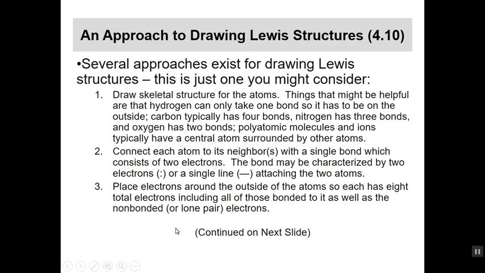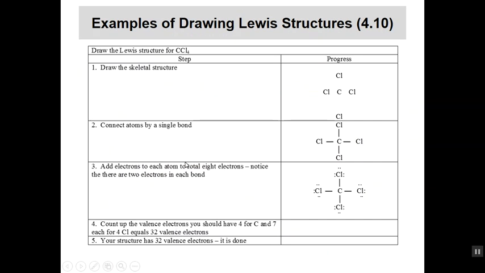So let's take a look over here then. Let's look at it by example. So here's carbon tetrachloride, CCl4. The first step is to draw a structure for it. I draw a carbon in the middle because he's kind of the oddball. Chlorine, chlorine, chlorine, and chlorine around it. And I'm going to connect those atoms with what we call a single bond. It's two electrons, okay? So a single bond has two electrons in it, and it looks something like that.